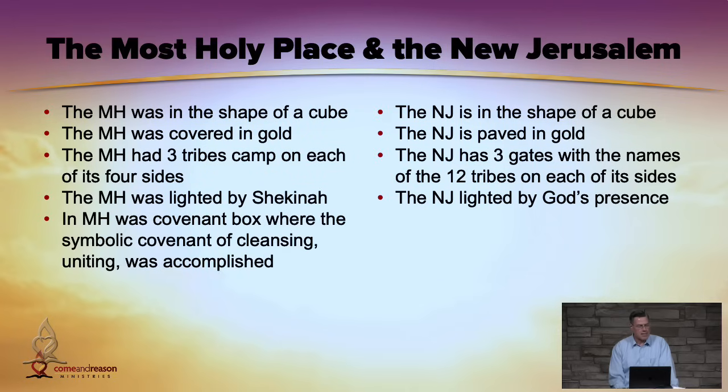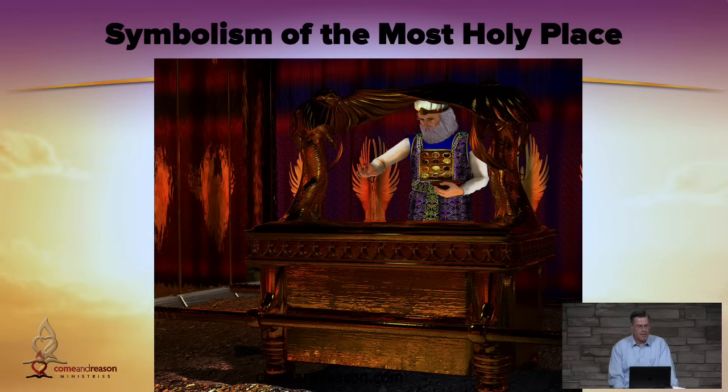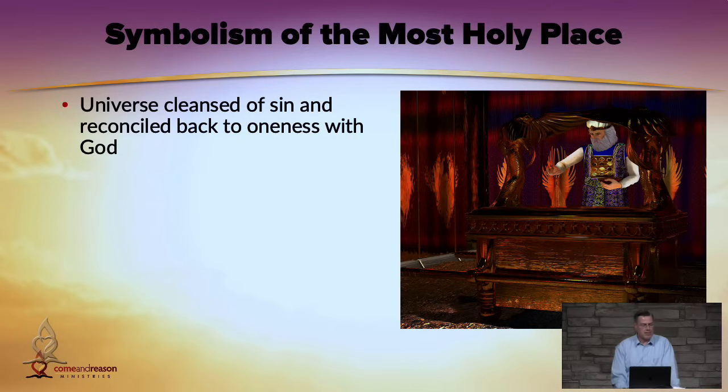In the most holy place was a covenant box where the symbolic covenant of cleansing, uniting, was accomplished. In the New Jerusalem are the saints in whom the real covenant of cleansing, uniting, and bonding has been accomplished. Symbolisms of the most holy place: the symbolism is the universe cleansed of sin, reconciled back to oneness with God.